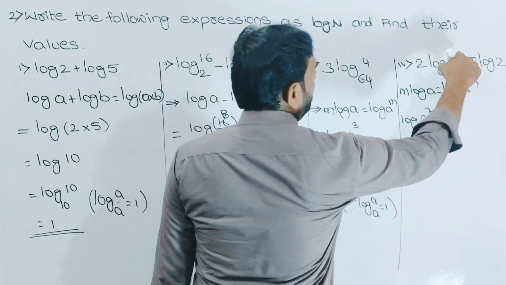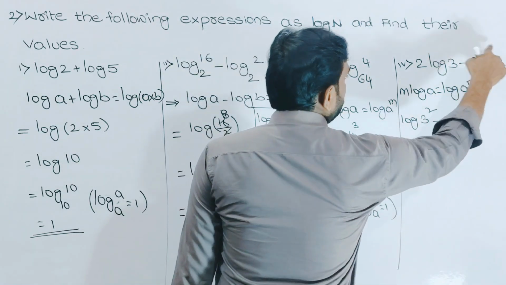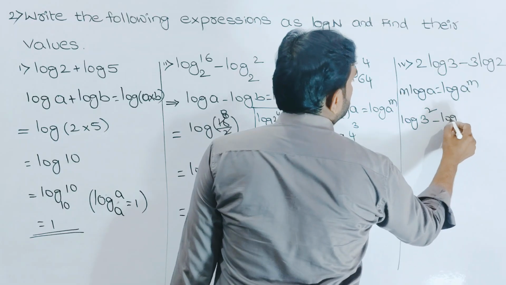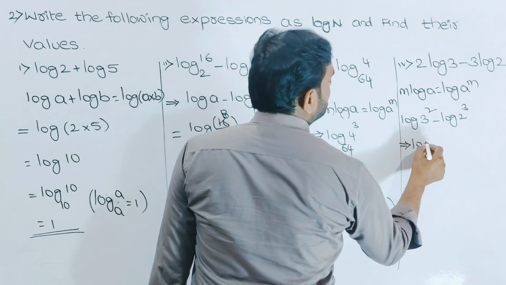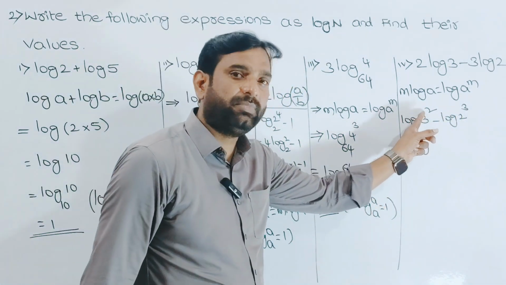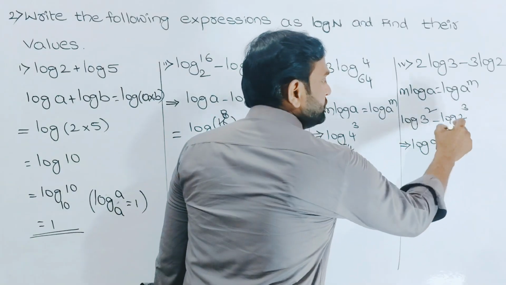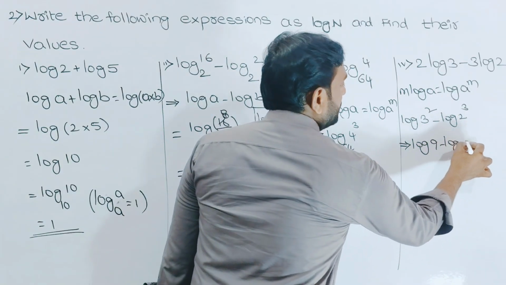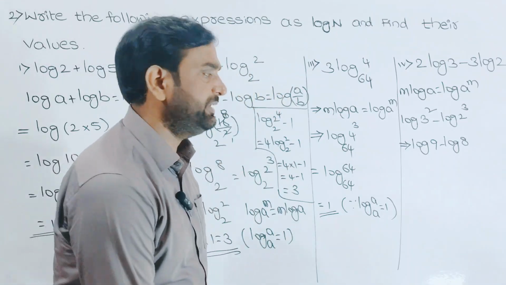2 coming this side, it becomes square. Minus 3 log 2, 3 becomes cube, so log 2 cube. Totally we got log 3 square minus log 2 cube. 3 square is nothing but 9, 3 3s are 9, so log 9 minus log 2 cube. 2 cube is nothing but 8. 2 2s are 4, 4 2s are 8.